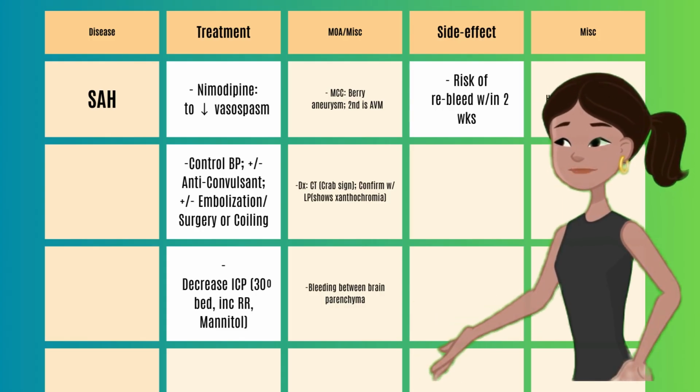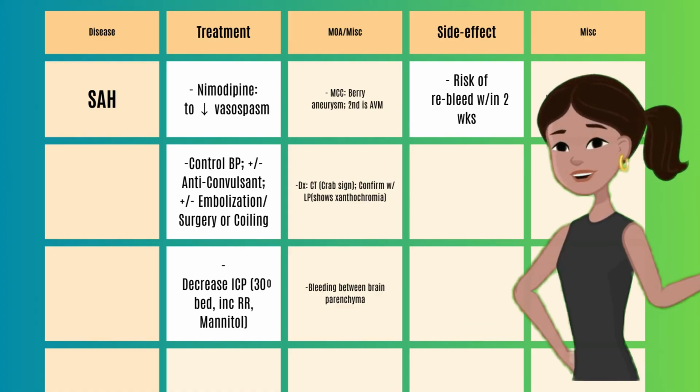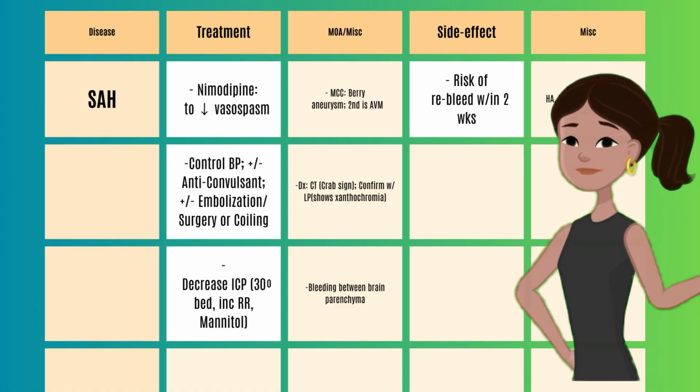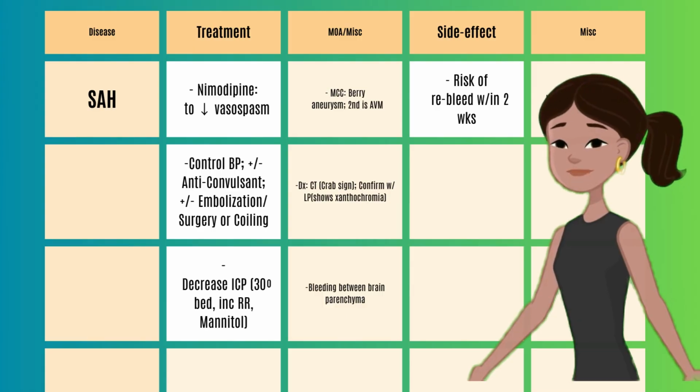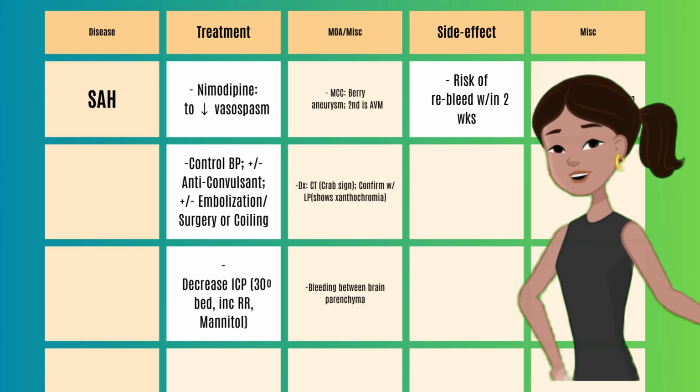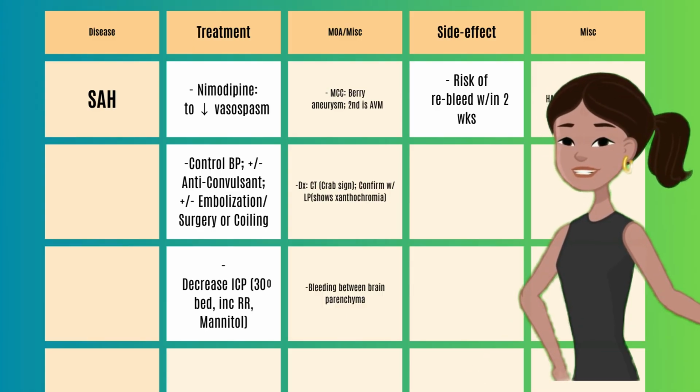Subarachnoid hemorrhage is bleeding between brain parenchyma. A major complication of SAH is the risk of rebleeding, which is highest within the first 14 days, particularly in the initial 72 hours. Prompt diagnosis and early neurosurgical or endovascular intervention are critical to minimize this risk.